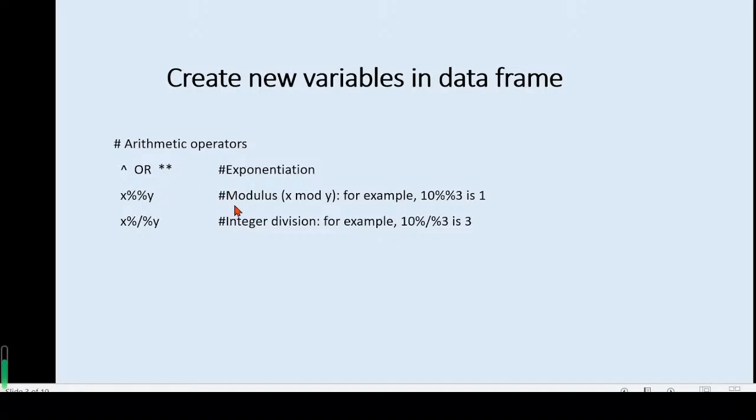You can also calculate the modulus, meaning the remainder of a division, using the double percent symbol. For example, 10 modulus 3 is 1. And you can also use this double percent with a division symbol, meaning integer division. So 10 integer divided by 3 is 3.